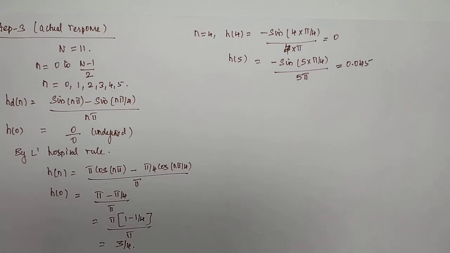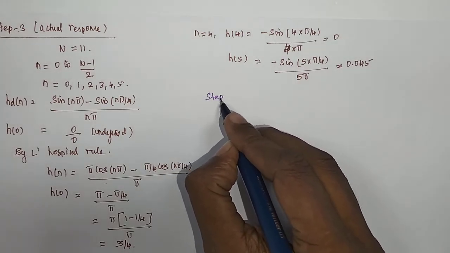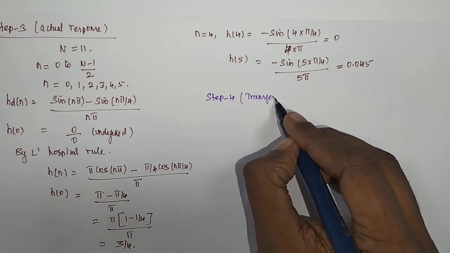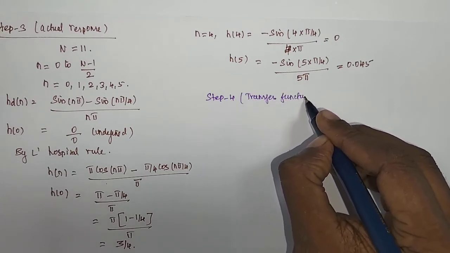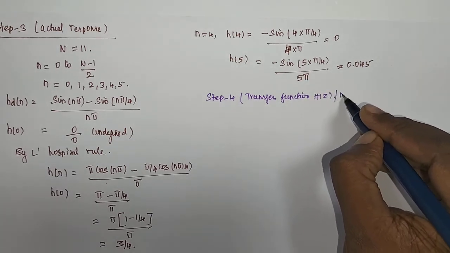Okay, we have found the filter coefficients for n value is equal to 0, 1, 2, 3, 4 and 5. Next, you have to find step 4. Step 4 is, you have to find the transfer function h of z, which is in non-realizable form.